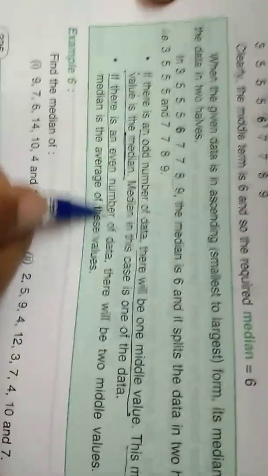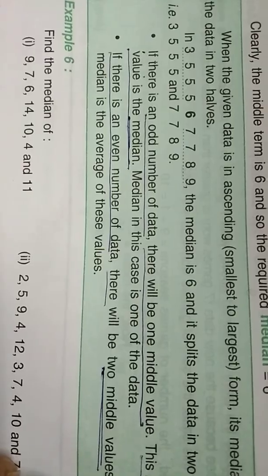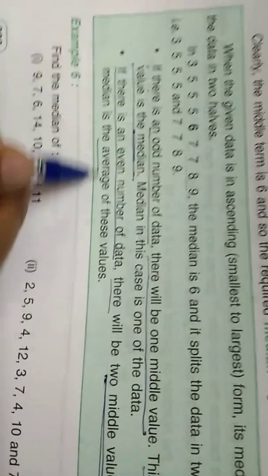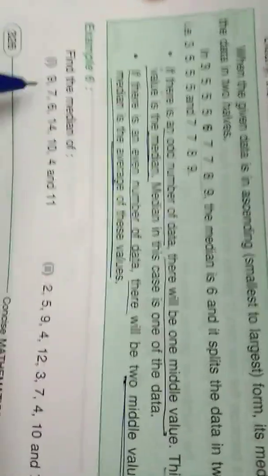If there is an even number of data, there will be two middle values, isn't it? So what is the median? The median will be the average of these two values. Okay, I will discuss some examples. Look at here.